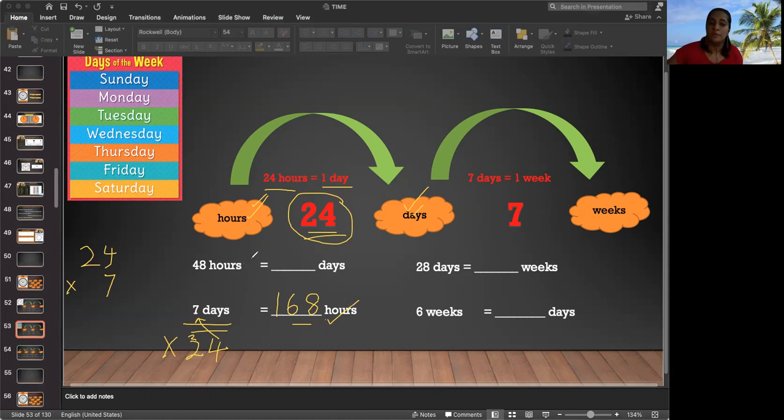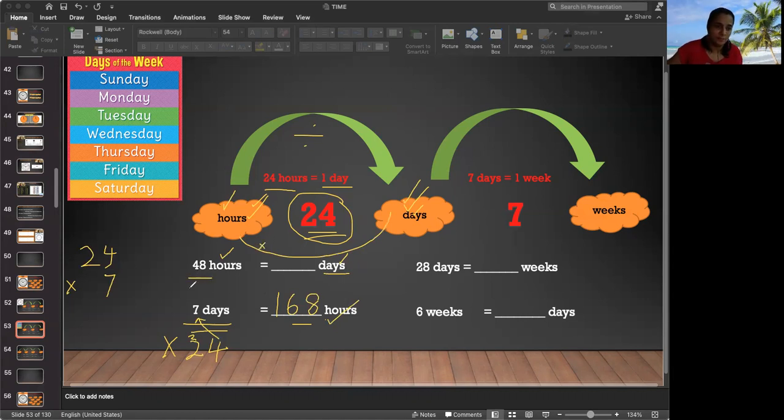Now, what if you have 48 hours and you're asked to find how many days? Remember, 24 hours makes 1 day. So if you have 48 hours, they're asking you how many days do you have? So given hours asked to find days, you divide. Given days asked to find hours, you multiply.